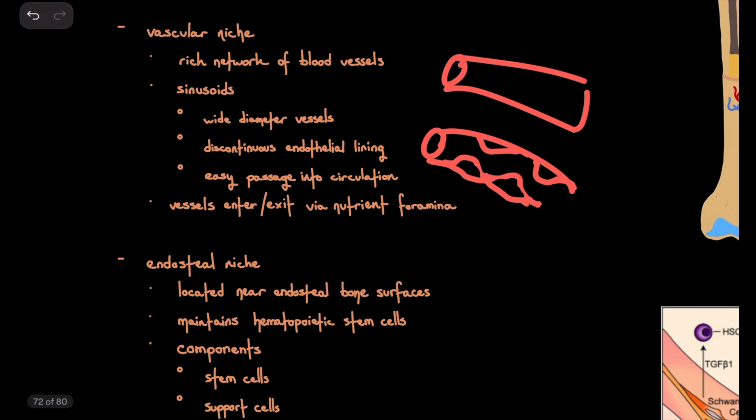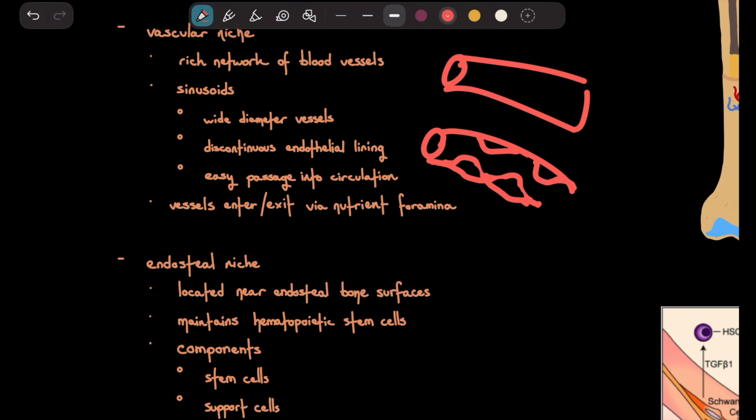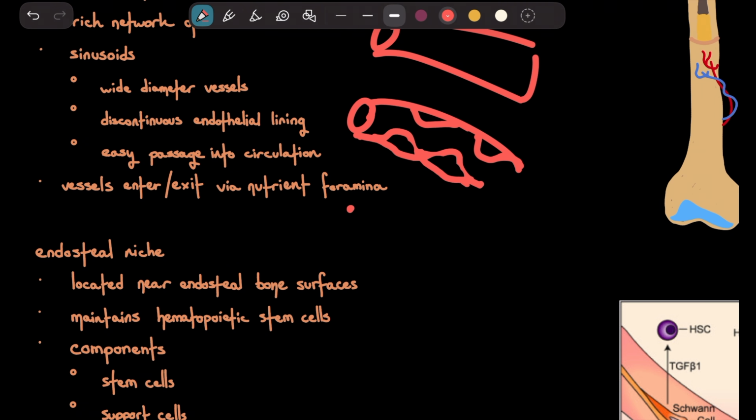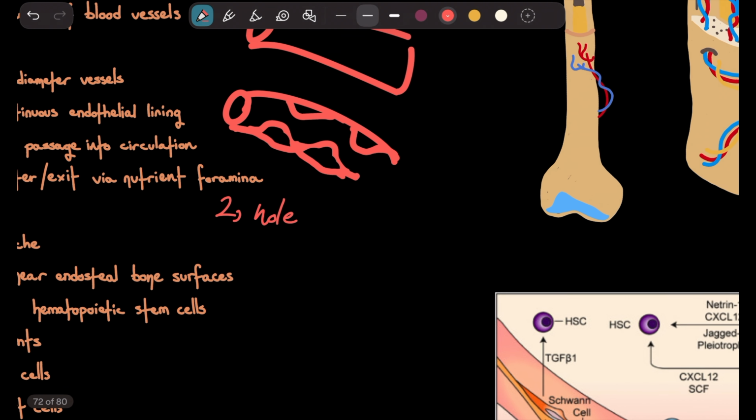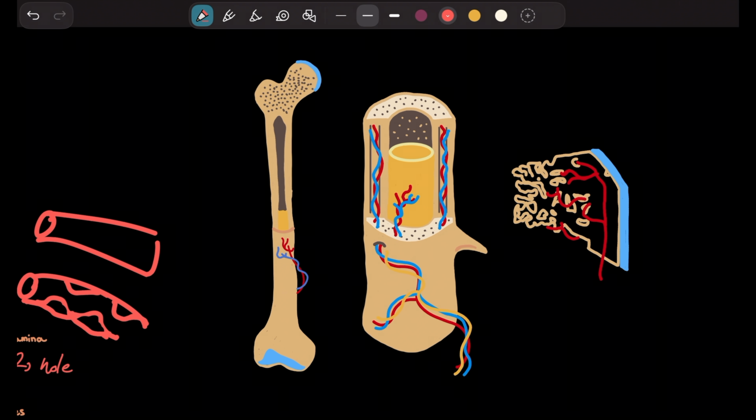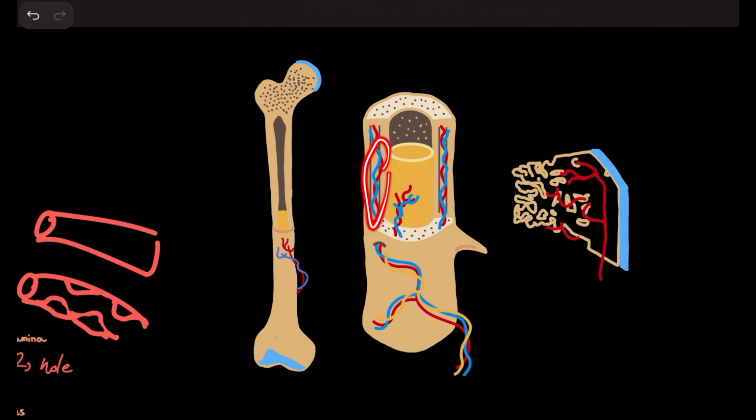Another cool thing, these vessels are going to enter and exit via something called a nutrient foramina. A big old anatomical term. A foramina is a hole. So if I go over to this little drawing here, this is my vascular niche where all of those vessels are hanging out, kind of around the medullary cavity.